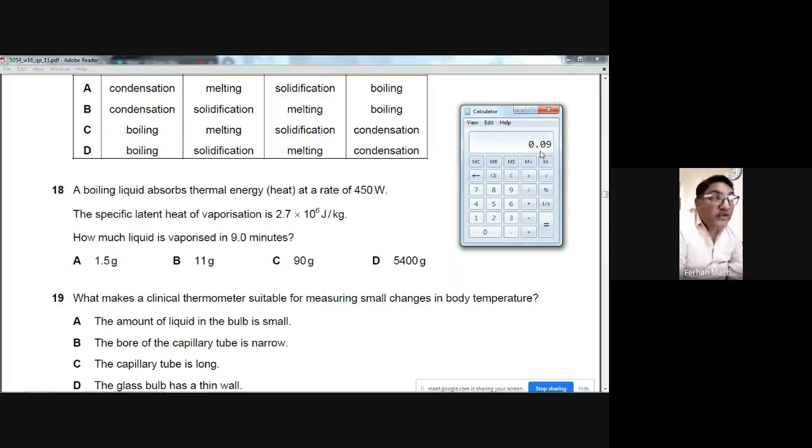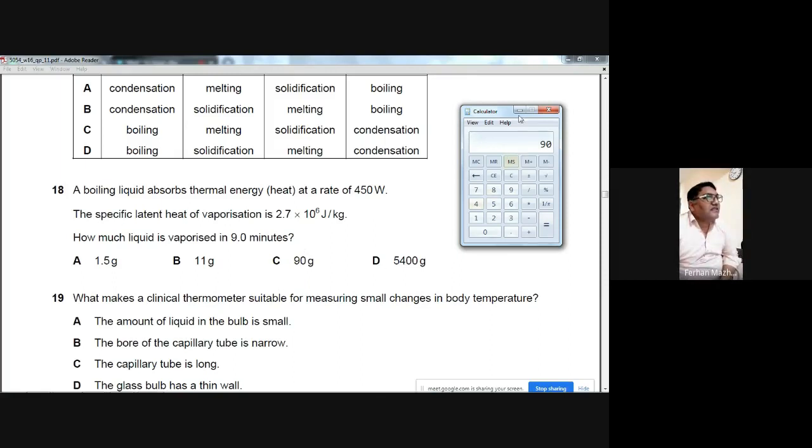So convert it into grams. How will you convert it into grams? Because in 1 kg there are 1000 grams. So multiply it with 1000 and you get grams. So 90 grams. So the choice is C. So for question 18, the choice is C.